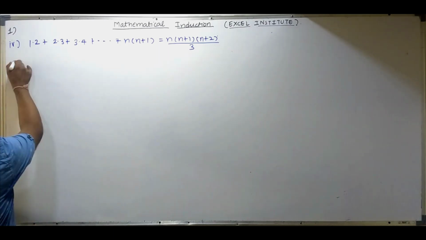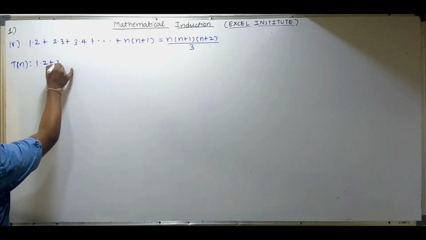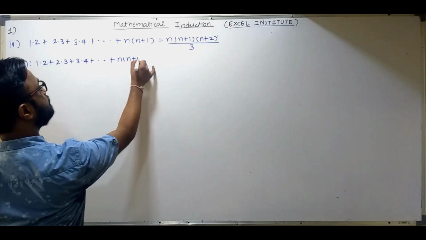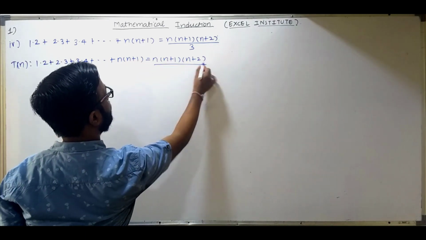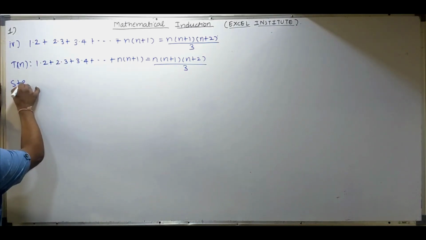Again, the same way, always write the given statement as T of n: 1 into 2, 2 into 3, 3 into 4, up to n into n plus 1, equals n into n plus 1 into n plus 2 by 3. So let this be T of n. This is step 1.